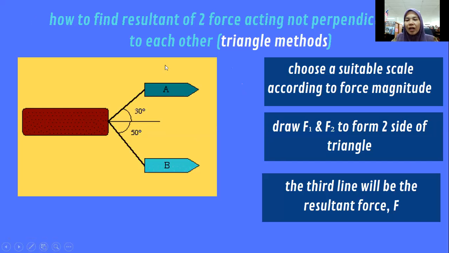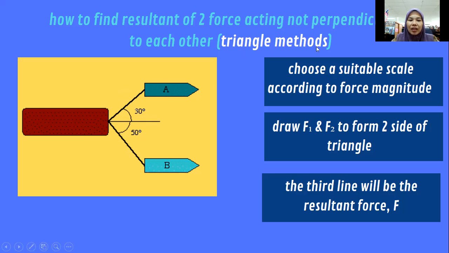Next situation: how to find the resultant of two forces acting not perpendicularly to each other. We can use two methods. The first method is the triangle method. Number one, you have to choose a suitable scale according to the force magnitude. You have to use the exact scale, but you can minimize it. For example, if the magnitude of the force is 10 Newton, you can convert 10 Newton into 10 centimeter.